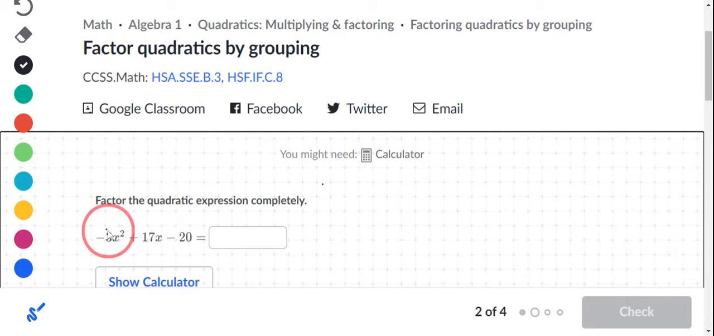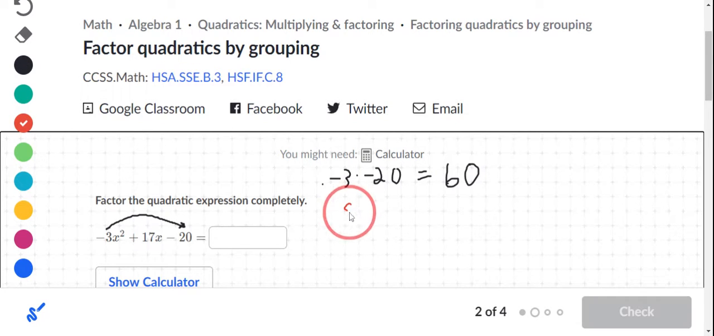First step, let's take A times C. So we start with the beginning number times that number. That gives us -3 times -20. We end up with 60, positive 60. Okay. What that tells us is we now need to look for two numbers that multiply to equal 60 that also add up to 17, excuse me.